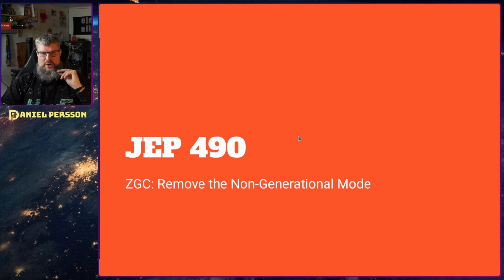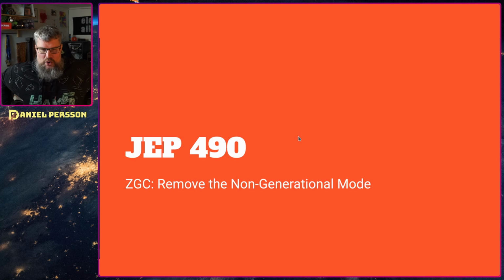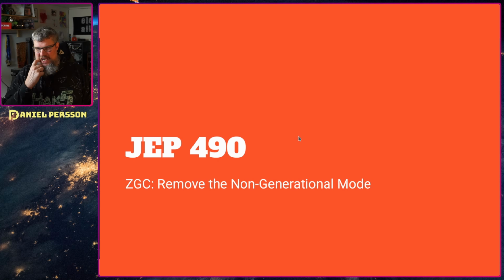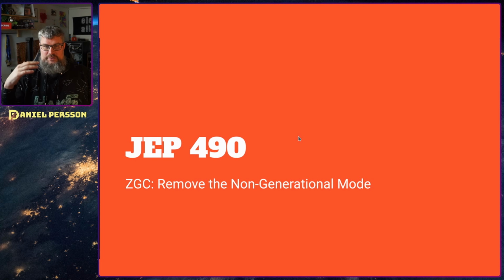Next up, we have 490. So they will remove the non-generational mode in ZGC. This is probably not something that you use. It's not something that is default. And the generational mode is much better, much more proficient and quicker, less memory footprint and everything. So using this old mode is probably not something that is recommended, and now it's removed. So it will not be available in the next Java release.